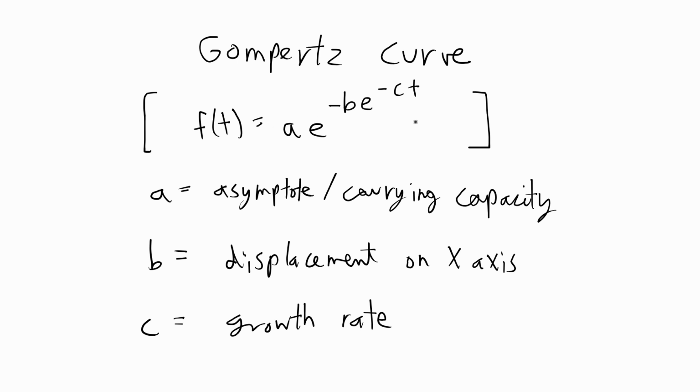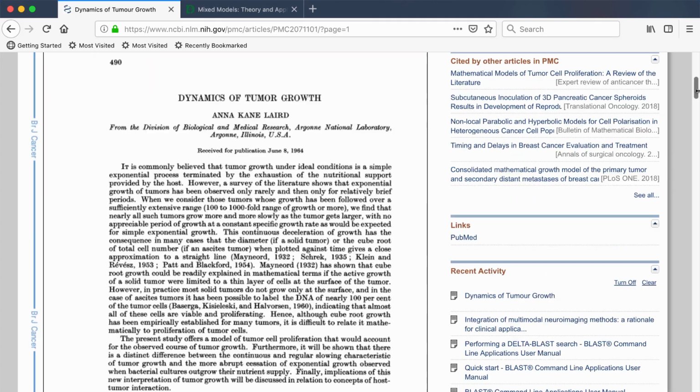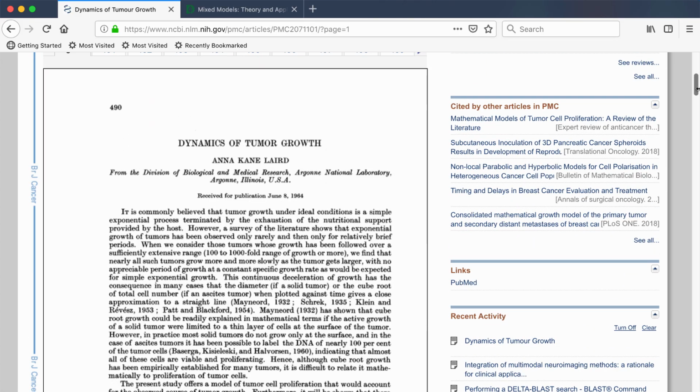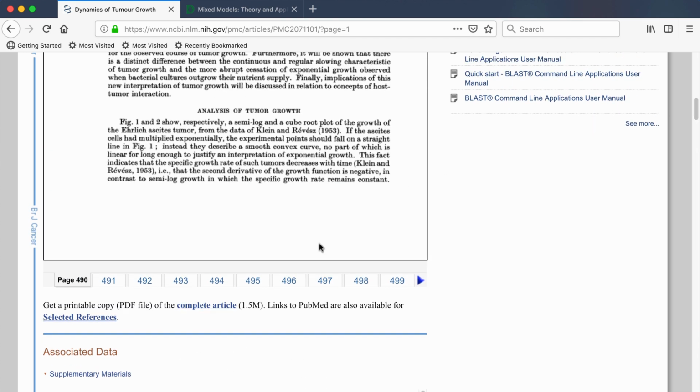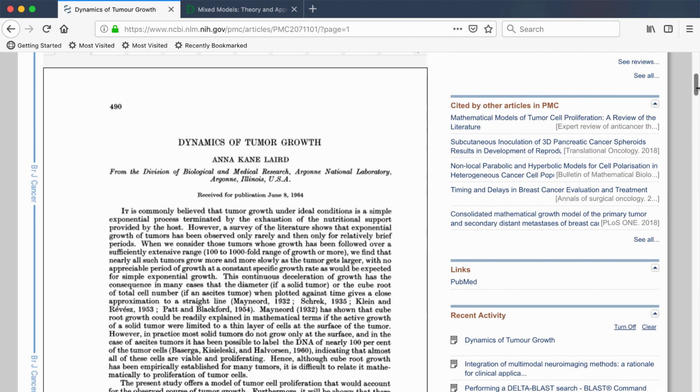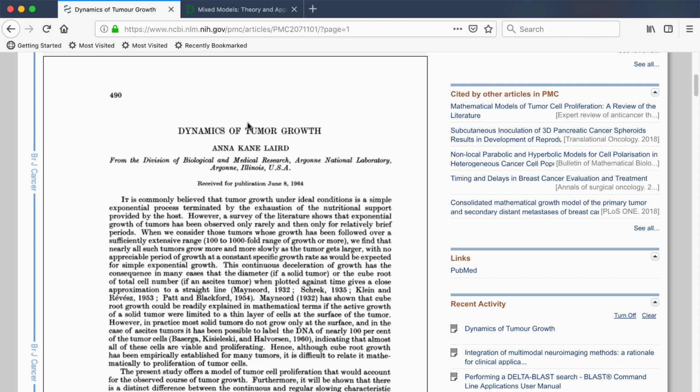So let me switch over to a paper. This is the paper I was talking about. It's called Dynamics of Tumor Growth, and I'll put it in the description box below. It's freely available online. This was the first paper to use the Gompertz curve to model tumor growth, which is a very well-known growth model for tumor cells after this paper.